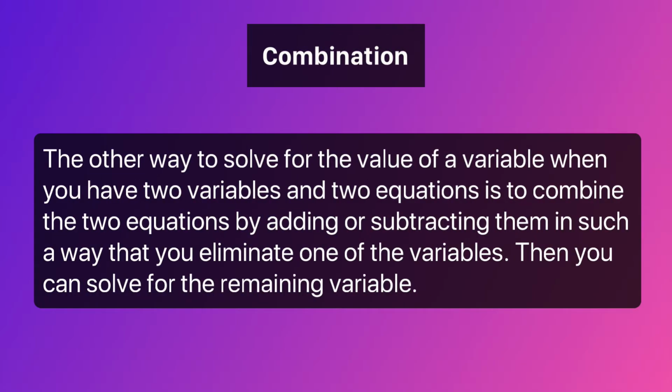Now let's talk about combination. The other way to solve for the value of a variable when you have two variables and two equations is to combine the two equations by adding or subtracting them in such a way that you eliminate one of the variables. Then you can solve for the remaining variable.